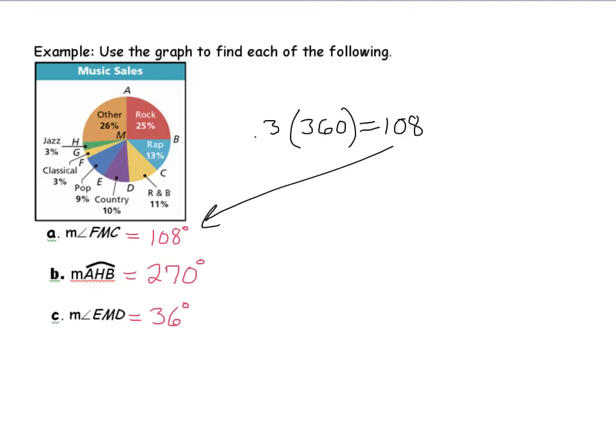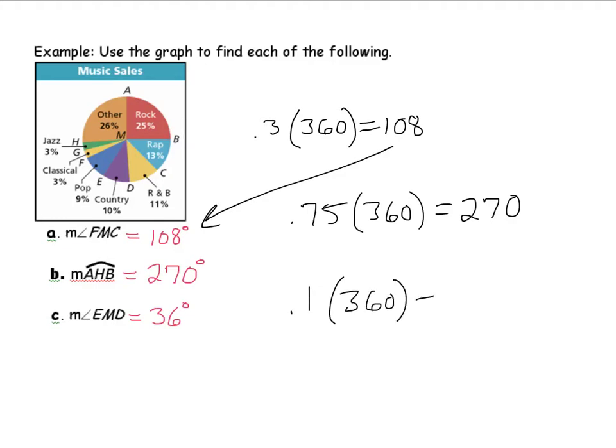For the next one, we're talking about arc AHB, from A to H to B all the way around. I notice that that's going to cover 75% of my circle. So if you do 0.75 or 3/4 of 360 degrees, that's going to end up giving you 270 degrees. So that's what I got for my arc AHB. The last one, if I'm talking about angle EMD, E to M to D, that's only the country section, and that's 10%. So if it took 0.1 times 360, that's how I got the 36 degrees for that one.